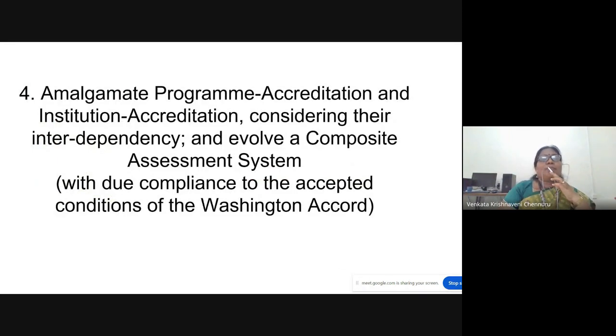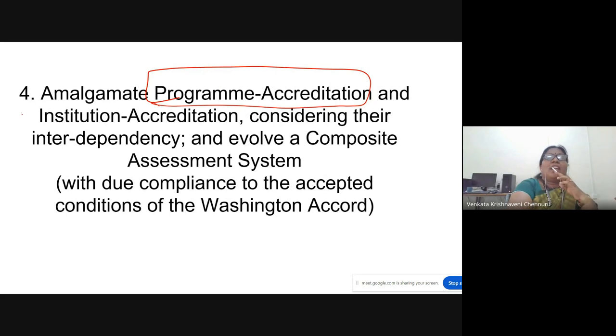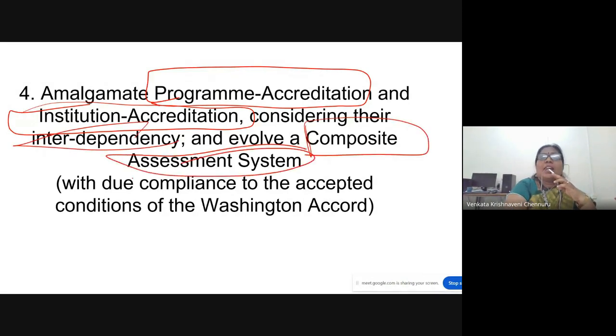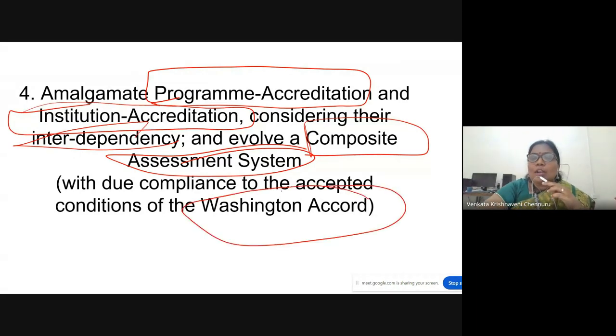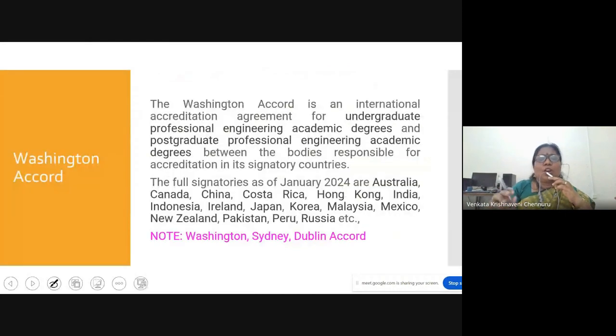Fourth point is amalgamate program accreditation and institution accreditation. That means program accreditation should be done separately and institution accreditation should be done considering their interdependencies, and then evolve a composite assessment system with due compliance to the accepted conditions of the Washington Accord. What is this Washington Accord?